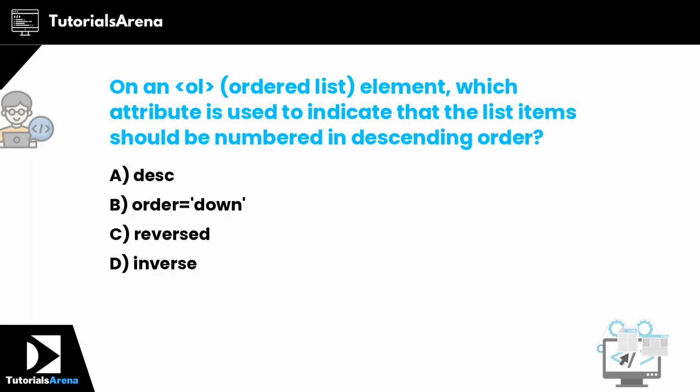On an OL, ordered list element, which attribute is used to indicate that the list items should be numbered in descending order? The correct answer is option C, reversed.